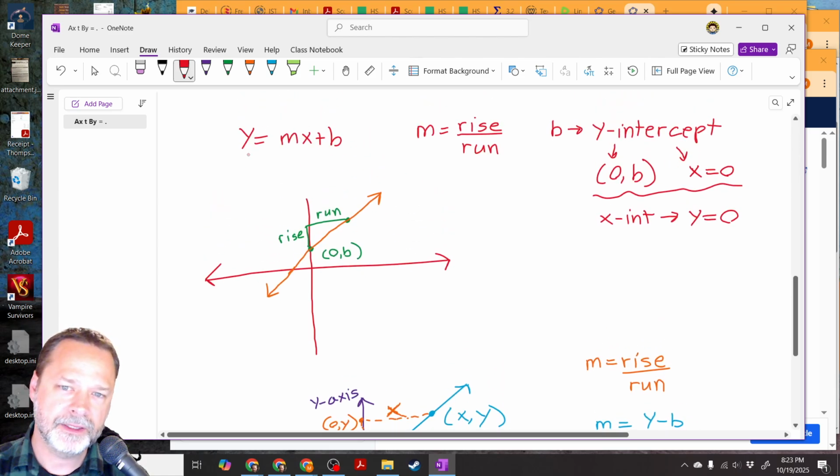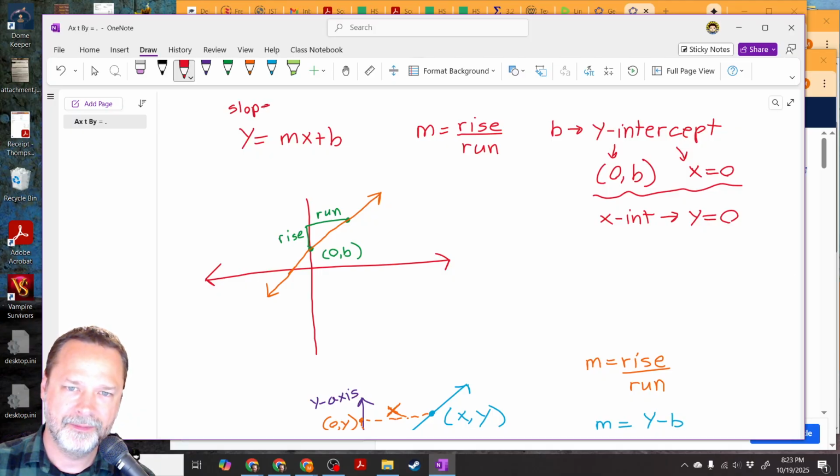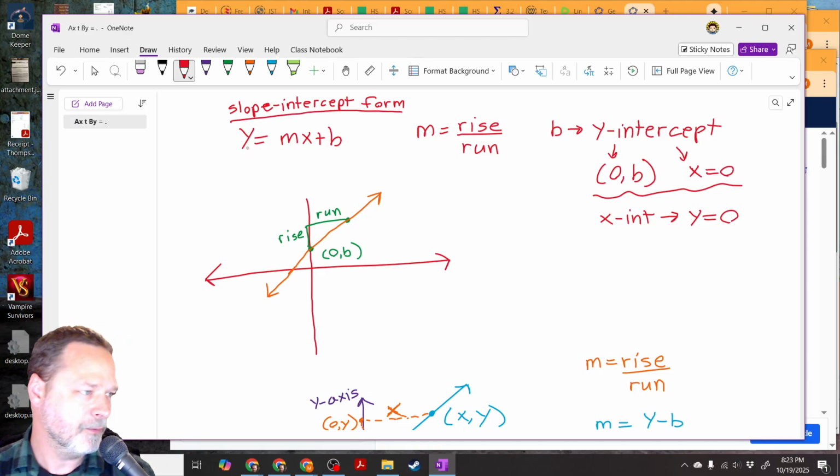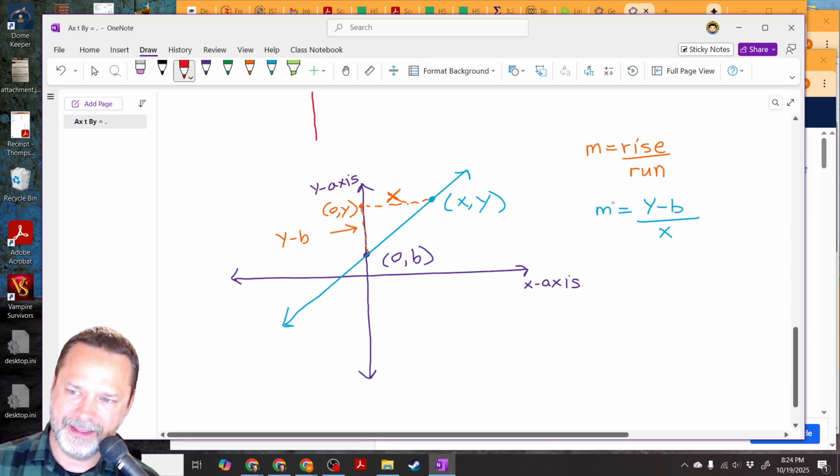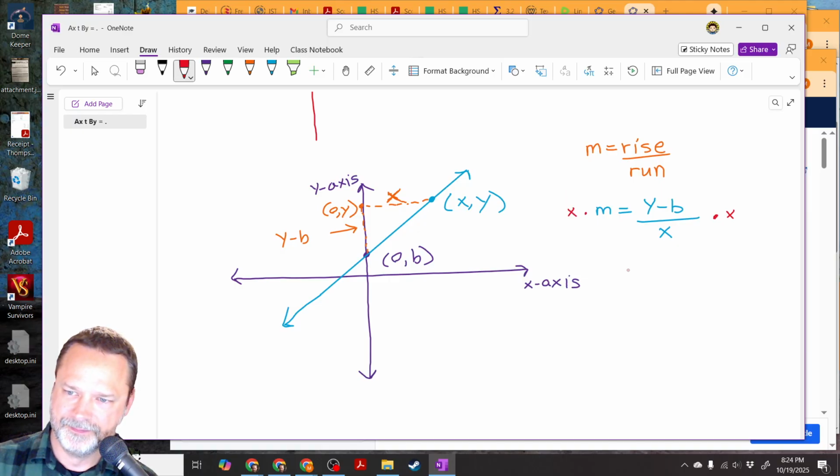And that's something that you want to notice also. When we have it in slope-intercept form, which I was lazy and didn't want to write, what you'll notice is that it's always y equals. We have y by itself here. That's what is always true in slope-intercept form. So what if I were to get this y by itself? Okay, so I multiply both sides by x, and I'd end up with mx, m times x, equals y minus b. And then I would have to add b to both sides.